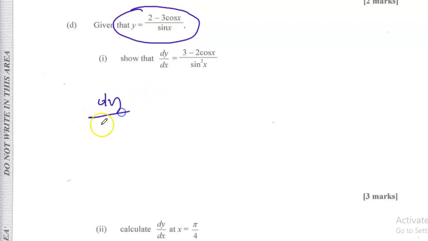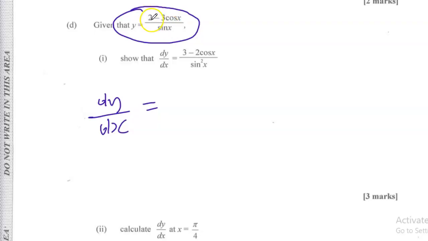Part D, given that y is equal to 2 minus 3 cos x over sin x, show that dy by dx is equal to that. So differentiating this, we'll use, of course, the quotient rule. So dy by dx, the quotient rule says differentiate first the numerator. So we're going to differentiate the numerator first.